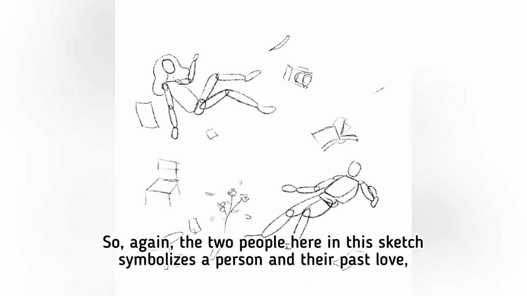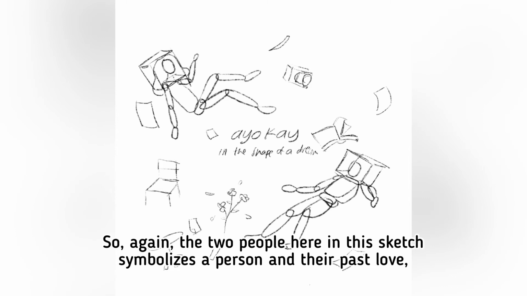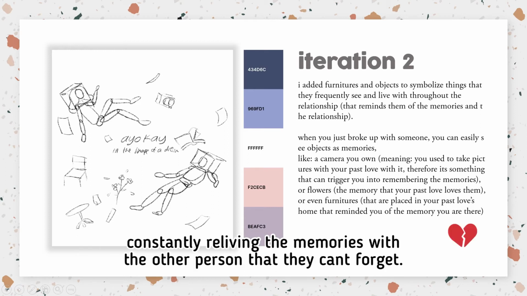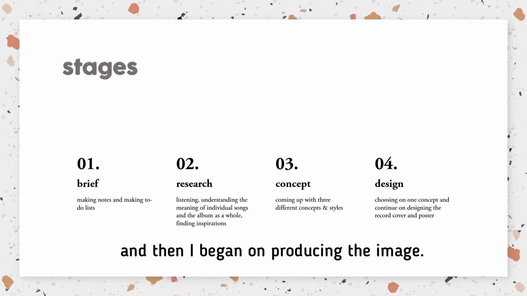So again, the 2 people here in the sketch symbolize a person and their past love, with wireframes on their heads illustrating the feeling that they are trapped in their own heads, constantly reliving the memories with the other person that they can't forget. And then I began producing the image.